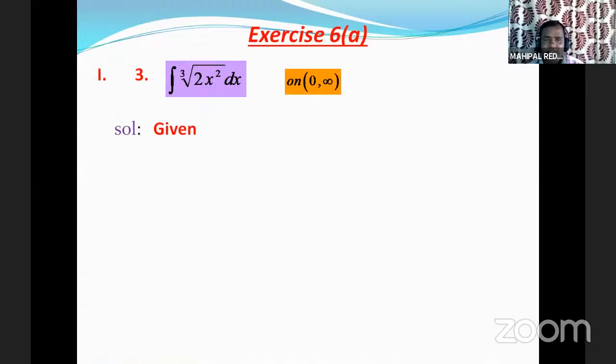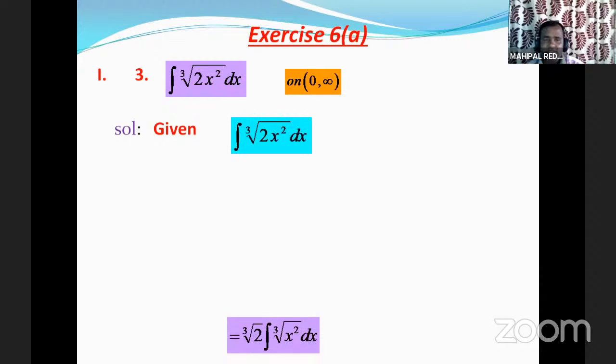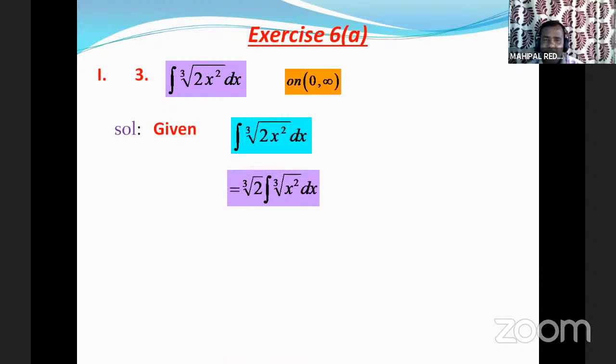Third problem in Exercise 6A, first bit: find or evaluate the integration of cube root of 2x squared. What is given, I'm writing here: integration of cube root of 2x squared. Again, the 2 is the constant. I'm writing it outside: cube root of 2 times the integration of cube root of x squared dx. The cube root of x squared, I'm transforming into exponent form. This can be written as x power 2 by 3 dx.